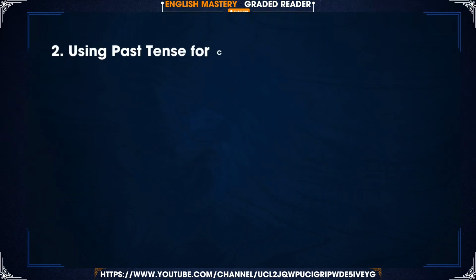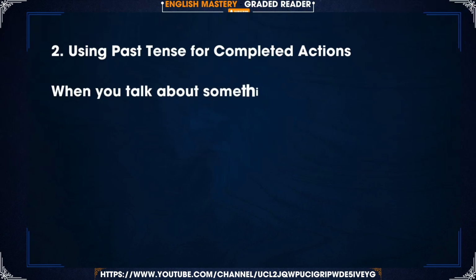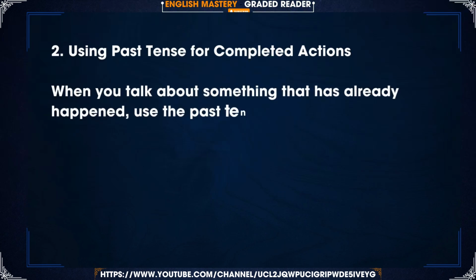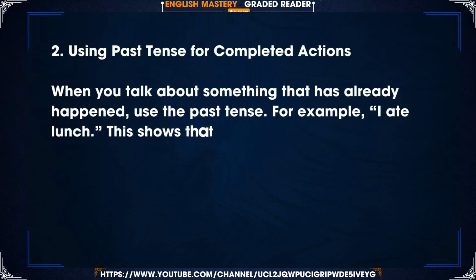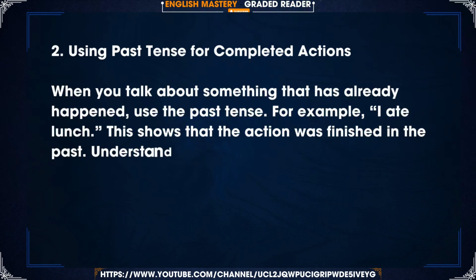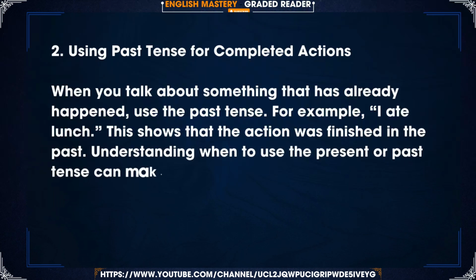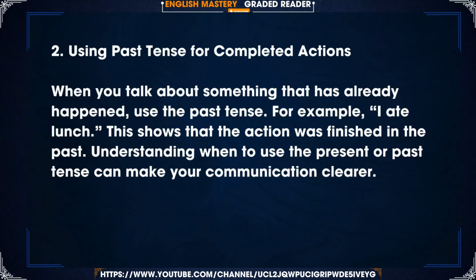2. Using past tense for completed actions. When you talk about something that has already happened, use the past tense. For example, I ate lunch. This shows that the action was finished in the past. Understanding when to use the present or past tense can make your communication clearer.